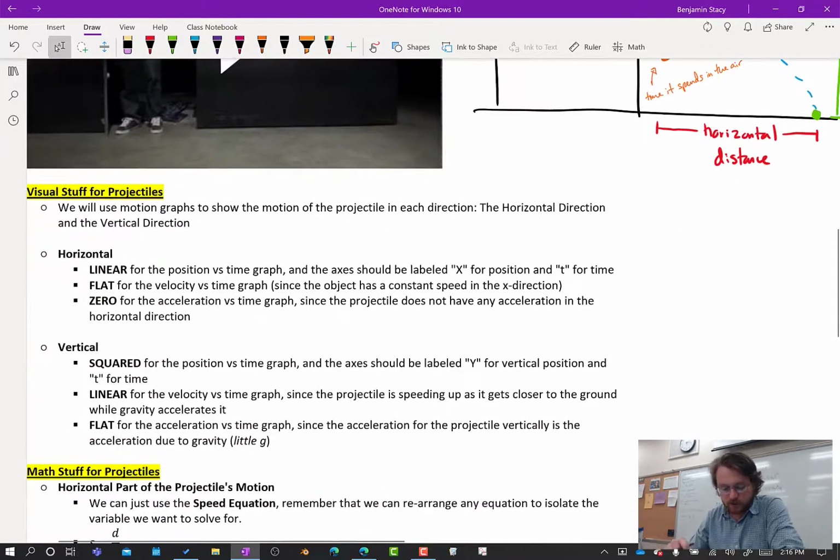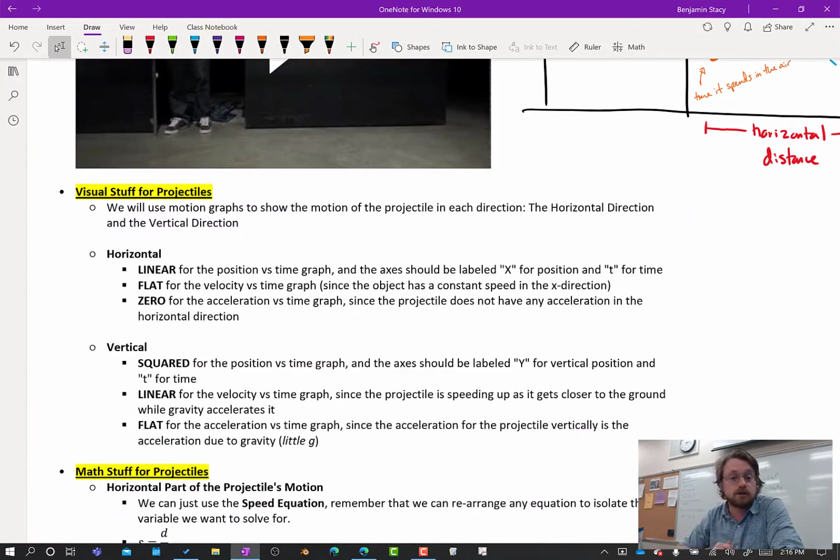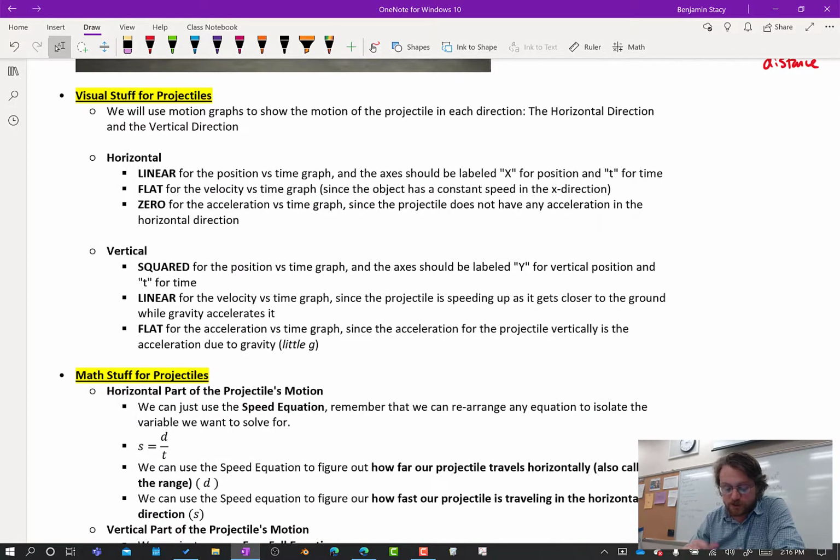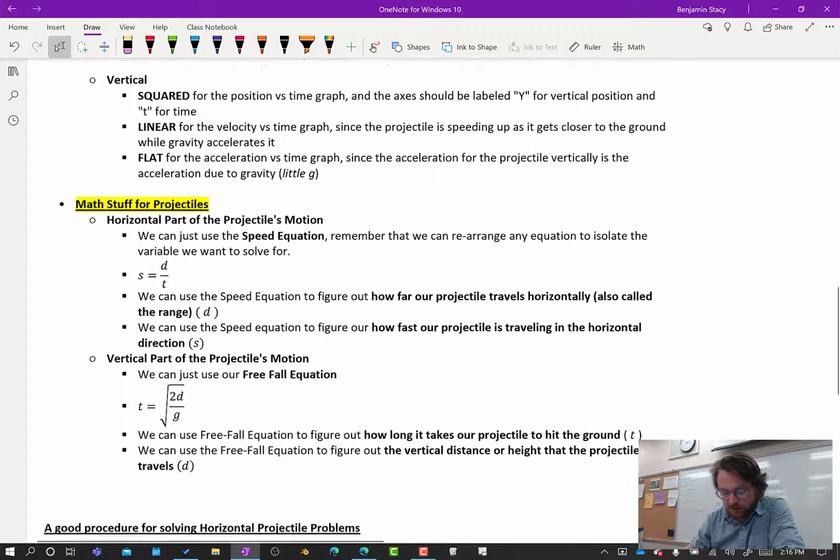Other things that we have in the notes here are the shapes of the motion graphs for each direction. This is going to be the same for all of the horizontally launched projectiles, all of the practice problems, and the assessment question. We'll see what those look like in a bit in an example problem.